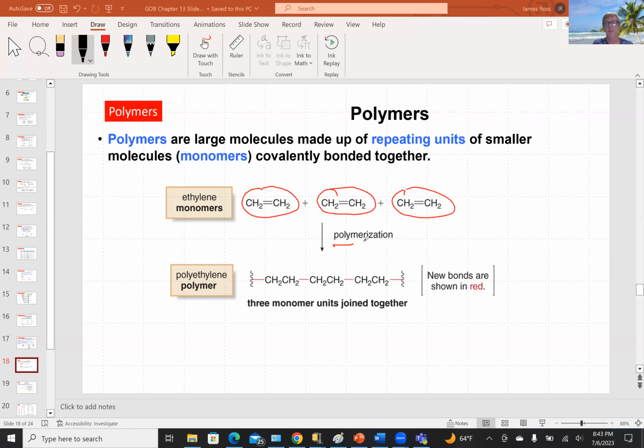Poly means many, and mer means copy. So a polymer literally is many copies. We take many copies of this and we can add them together, almost like a daisy chain. And this thing can get really long, and we call that a polymer. So if a monomer is a brick, a polymer is a wall. We've taken ethylene, or ethene, bricks and made polyethylene, which is a polymer.